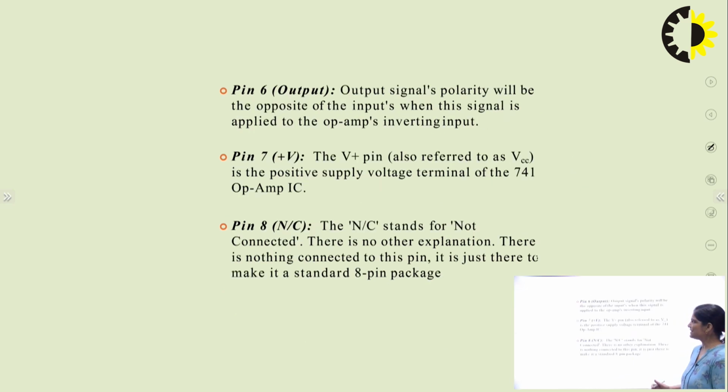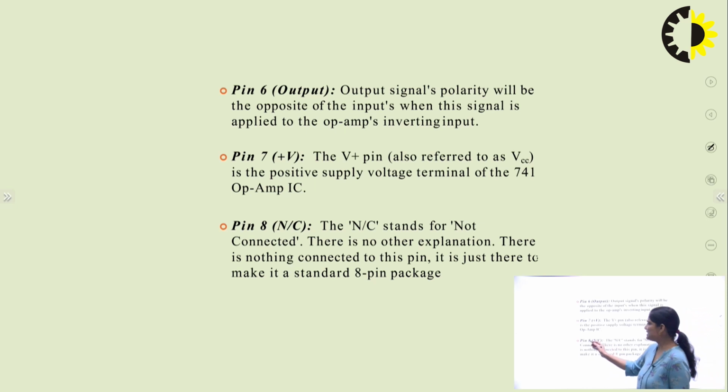Now, pin 6 is the output. The output signal polarity will be opposite to the input when the signal is applied to the inverting amplifier input. Now, pin 7, that is plus VCC. The plus V pin, also referred to as VCC, is the positive supply voltage terminal of the 741 operational amplifier IC.